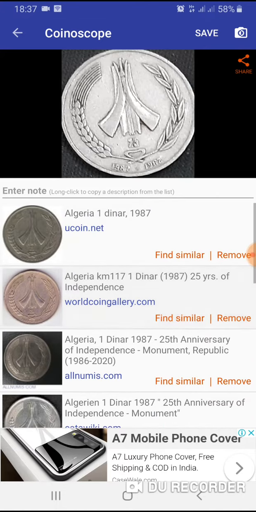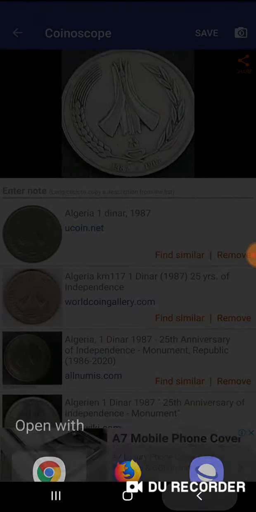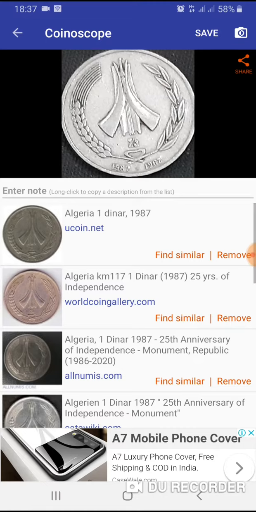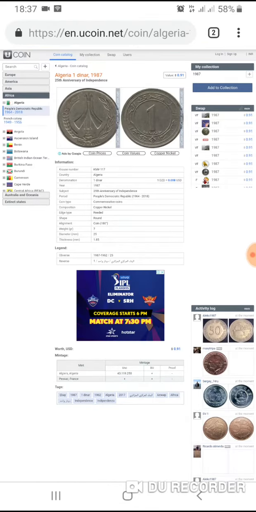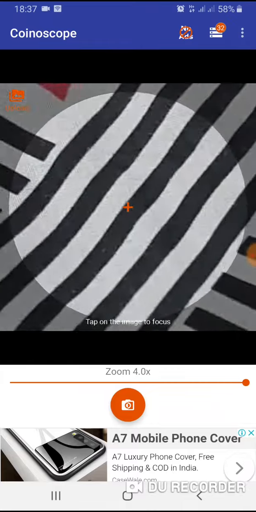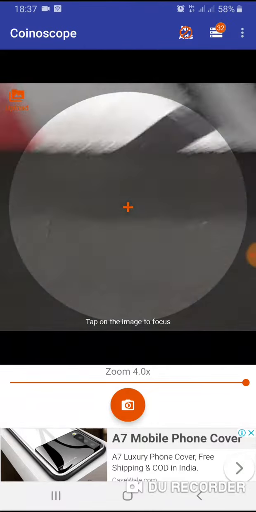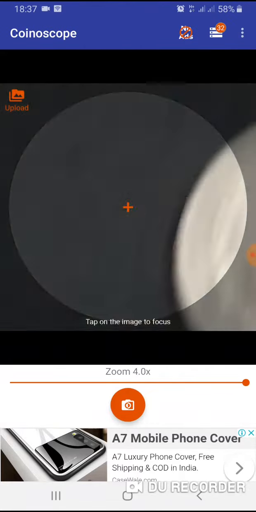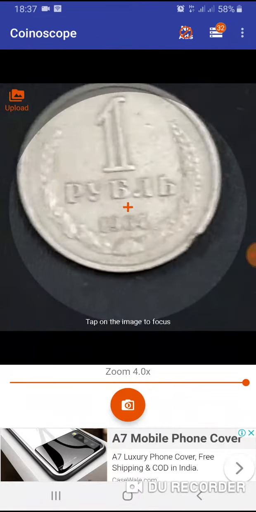So unicorn, yes, it is Algeria again. Okay, now I will take another coin, this one. Here also there is no writing in English. Let me see whether we can identify this.